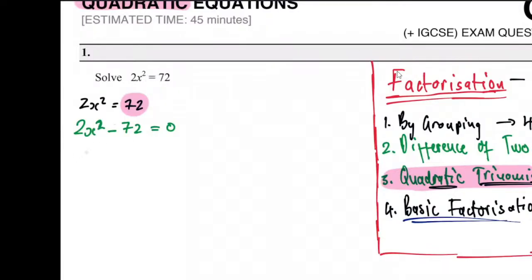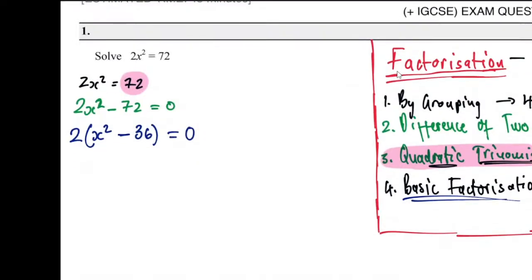You look for a number which is common, 2. You look for a letter that is common. No letter is common there. So 2 into 2x squared, you just remain with an x squared minus. Then you say 72 divided by 2, you get 36. This will be equal to 0. This is what you get now.